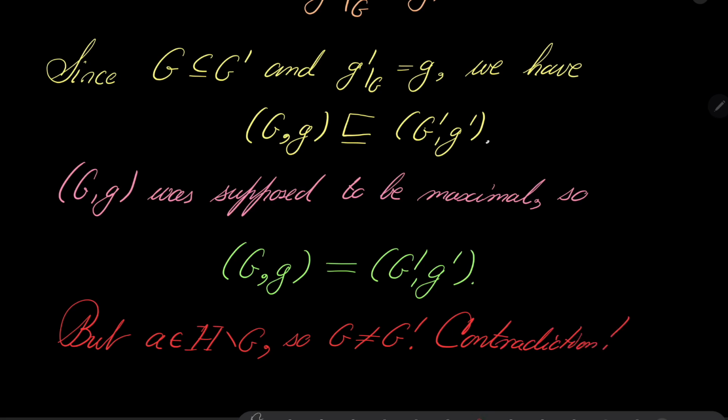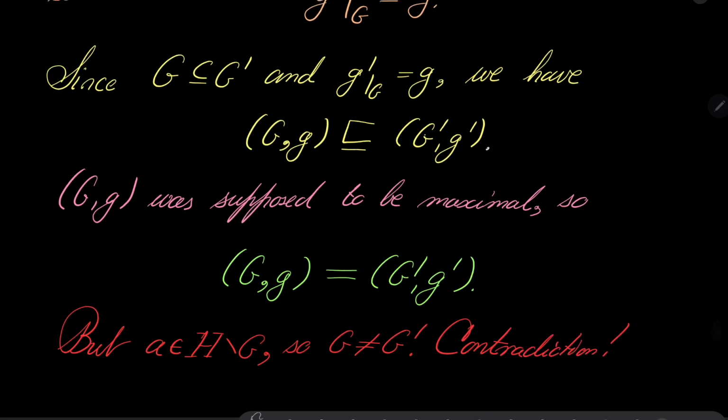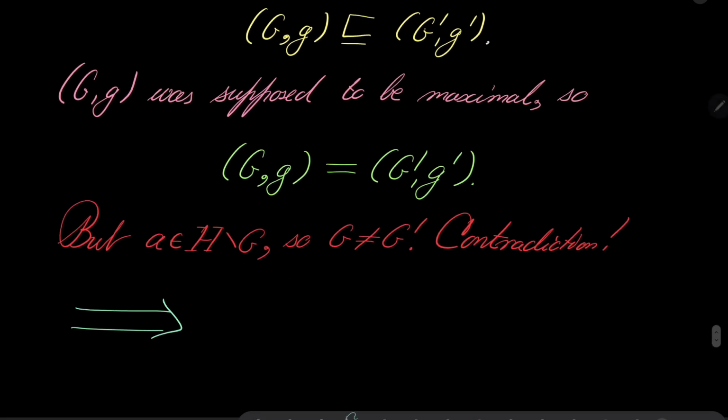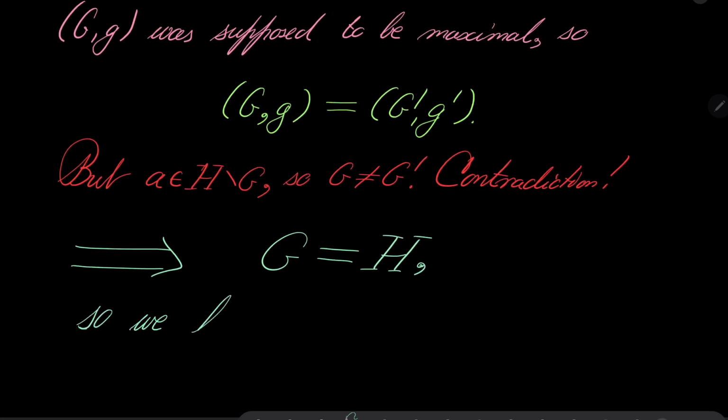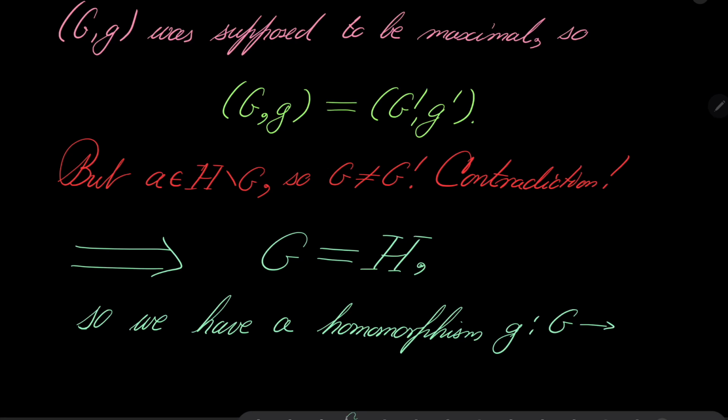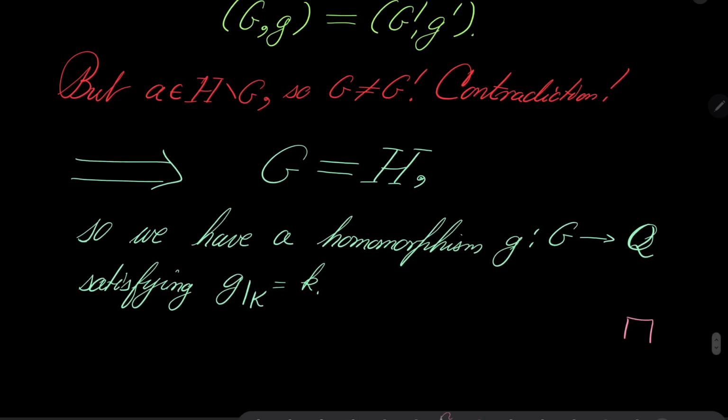We have reached a contradiction right here, which means that actually G equals H. So we have a homomorphism g going from G to the set of rational numbers satisfying g restricted to K equals k, which closes the entire proof. It was exactly our goal.